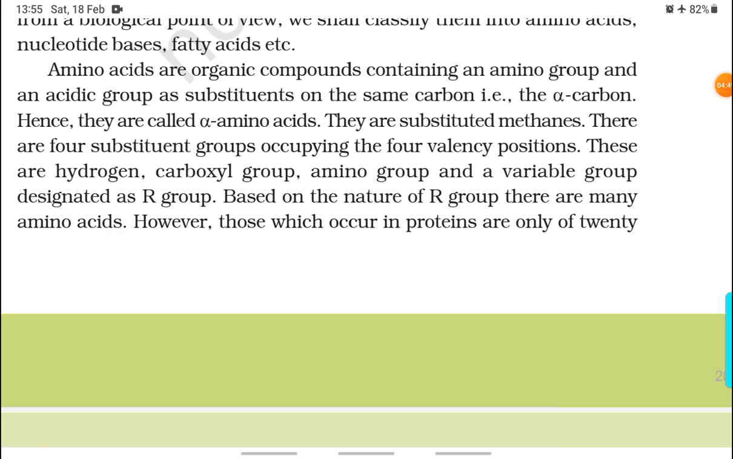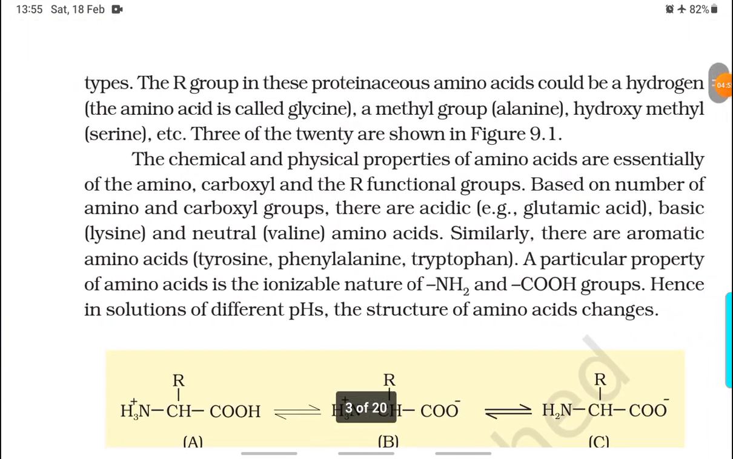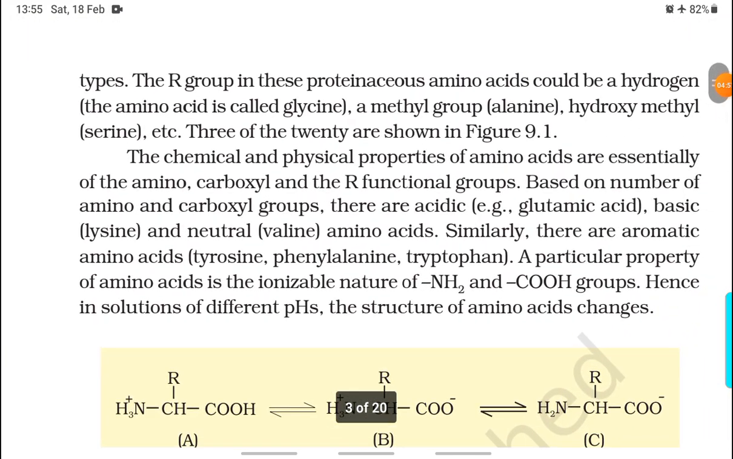Based on the nature of the R group, there are many amino acids. However, those which occur in protein are only of 20 types. The R group in this proteinaceous amino acid could be hydrogen. The amino acid is called glycine. A methyl group, alanine. Hydroxymethyl, serine. Three of the 20 are shown in the figure.